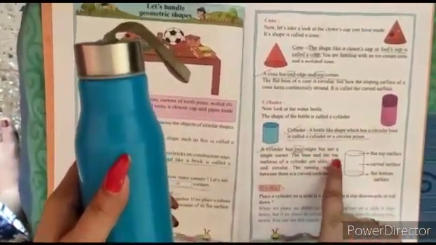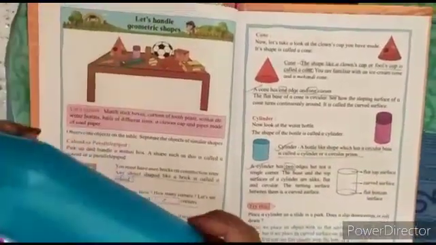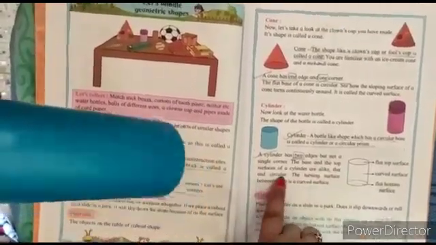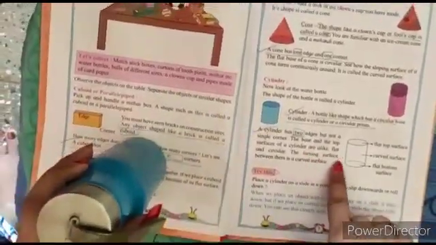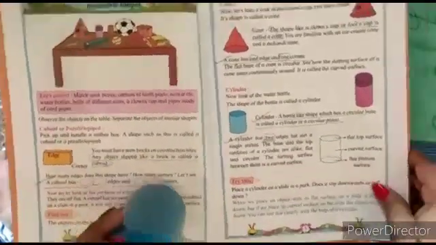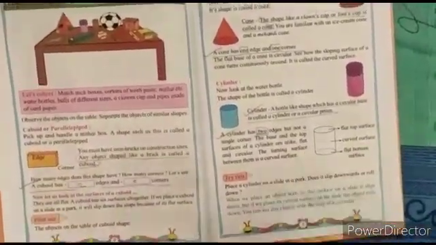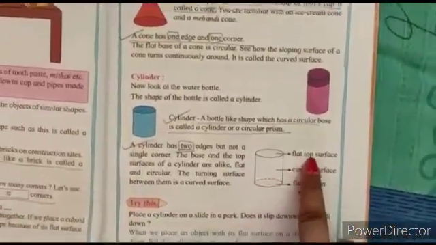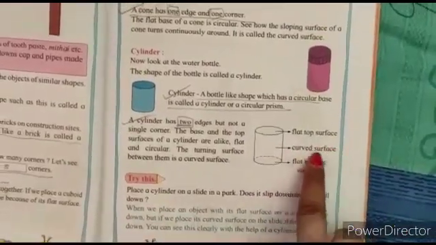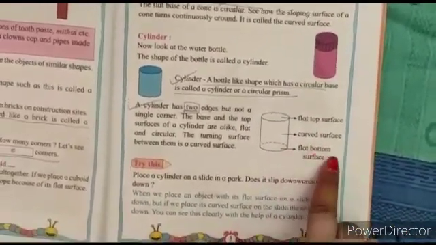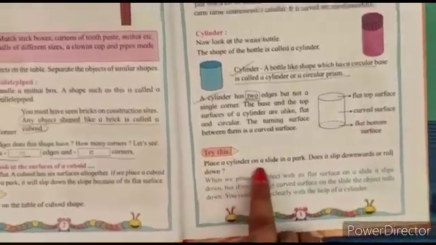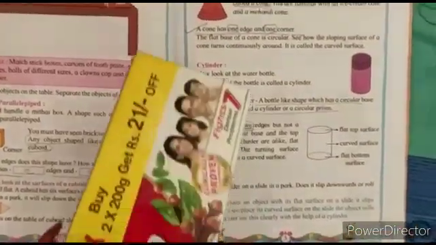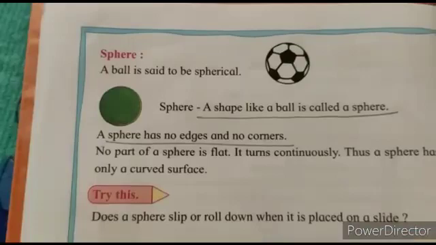The base and the top surface of the cylinder are flat and circular. The turning surface between them is a curve. See the flat top surface, curved surface, and flat bottom surface. Place a cylinder on a slide in a park. If I keep the water bottle on the slide, it can go round.